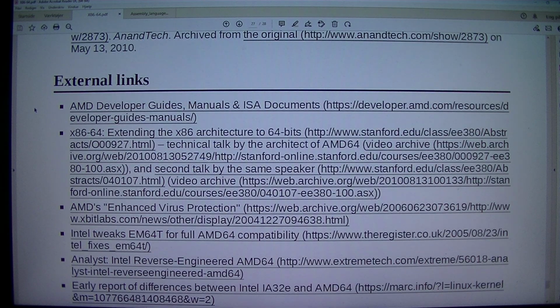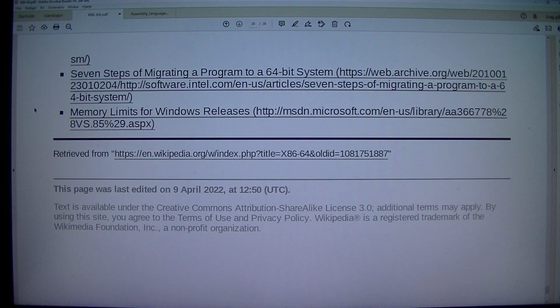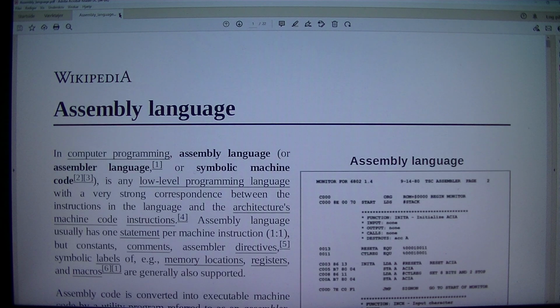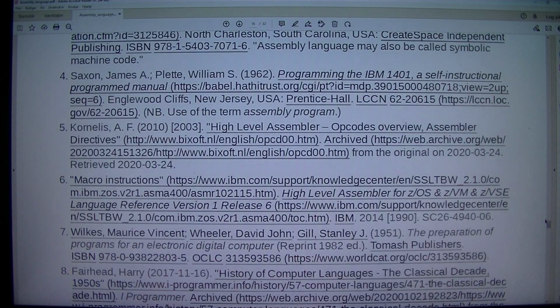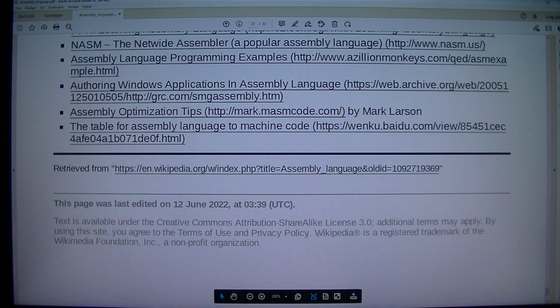External links. Yes, this was last edited on the 9th of April. Actually, I could have downloaded a new one, but we're not going to read all this again, and there will be more new versions. But I just downloaded the latest version of this one, a sample language. That's from yesterday, 12th June. Last edit, 12th June, so I need to do that.